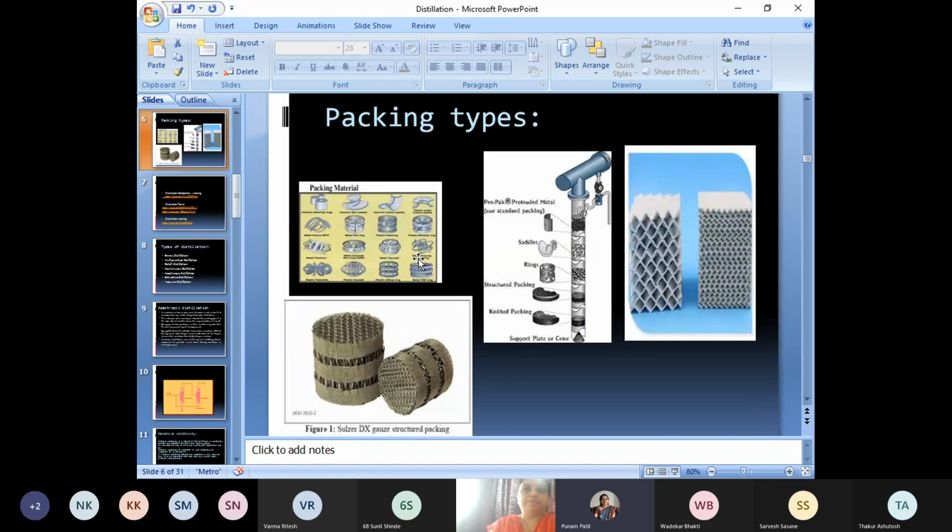There are different shapes for the packing. Okay, so these are some different shapes. So saddle hai, ring hai, structured packing hai, cuff packing hai. So such structures are placed depending on the application, depending on the nature of the feed material. The particular packing design is selected, or it may be a mixed packing. There are sieves also, saddles also, rings also, like this. So particularly the design is selected and the packed columns are made.